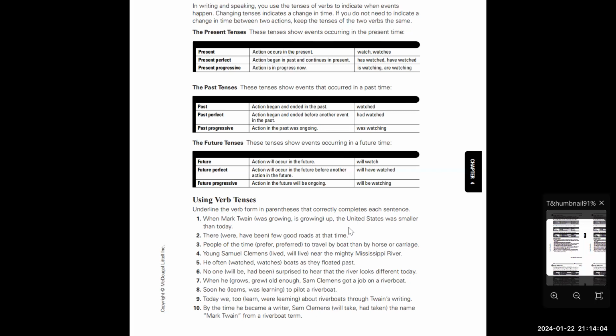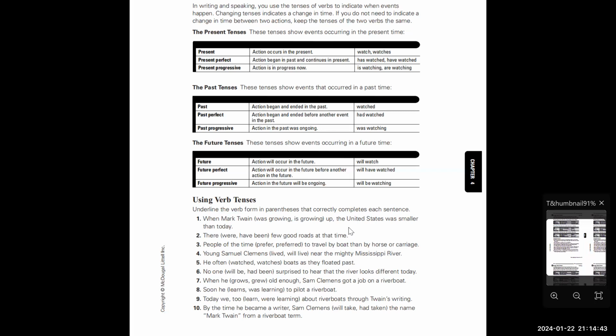Can you read the whole sentence using the correct answer? "There were few good roads at that time." Yes, it means it only happened in the past. It's not still happening. If it were until now, the sentence wouldn't say "at that time." So it means it only happened in the past, not until now. That's why we cannot say "have been." So "were" is the correct answer.